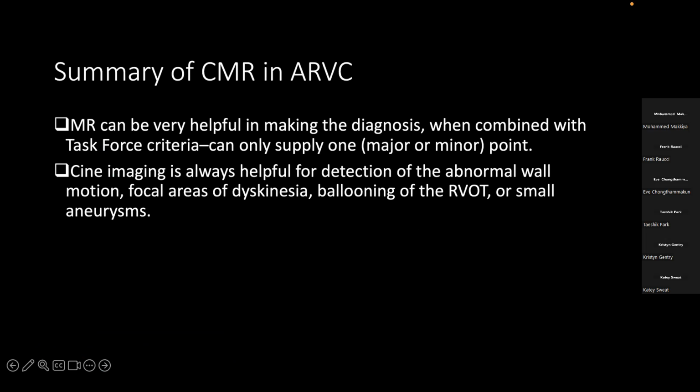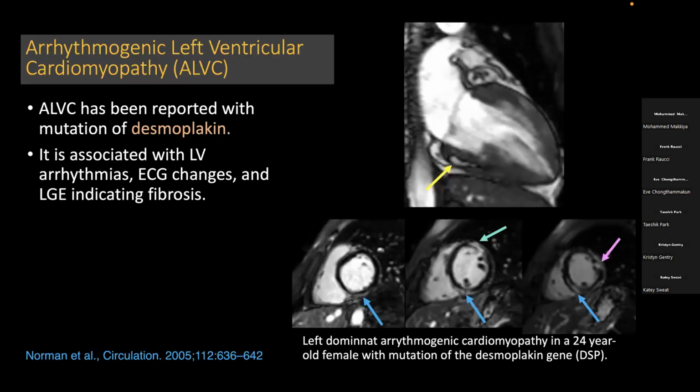So MR is helpful in the diagnosis, supplying one criterion, major or minor, for the task force criteria, which include familial and other criteria for the diagnosis. Cine images are helpful to detect the focal wall motion abnormality, looking at focal areas of dyskinesis, RVOT ballooning, or aneurysms of the RV free wall.